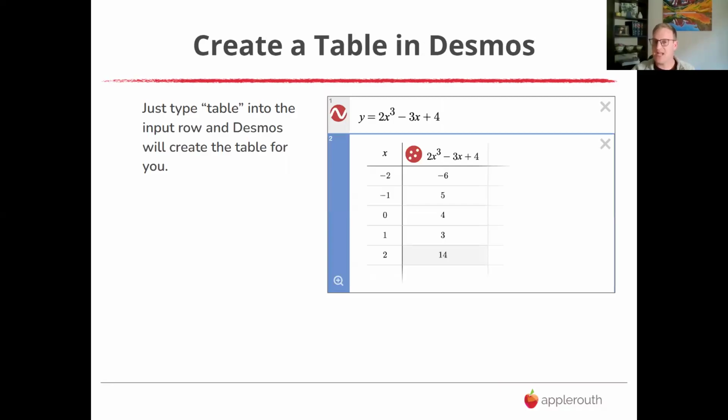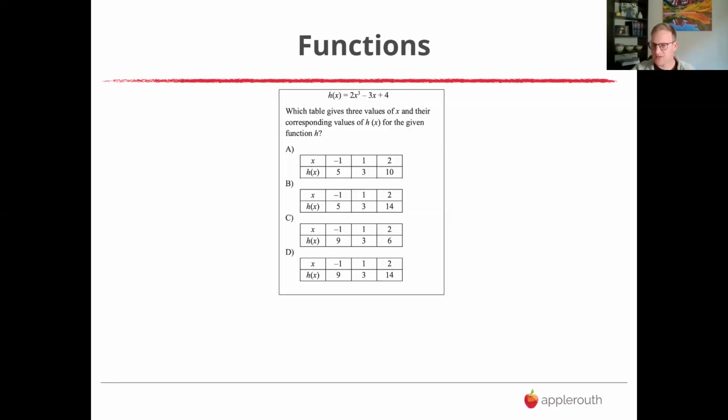And you can even do the table thing, and that'll create a table of points. So I can see, well, negative 1, 5, and 2, 14 are both points, meaning my answer is B, as in boy. Negative 1, 5, and 2, 14. The hard part here would be remembering that h of x is just y, and just understanding the setup of this question, knowing there's not much to do.